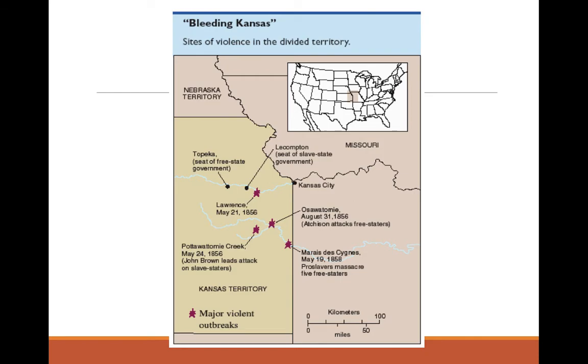Kansas kind of degenerates into anarchy at this point. Each side sets up its own legislature in two different cities. There's a slave state legislature in Pawnee and a free state legislature in Topeka. President Franklin Pierce is in charge of the national government at that time, and he actually opposes the Topeka legislature.